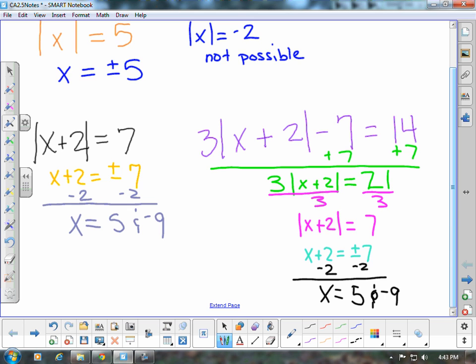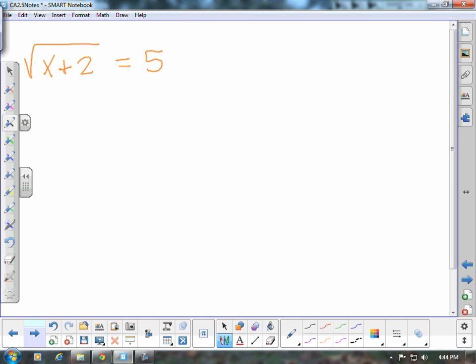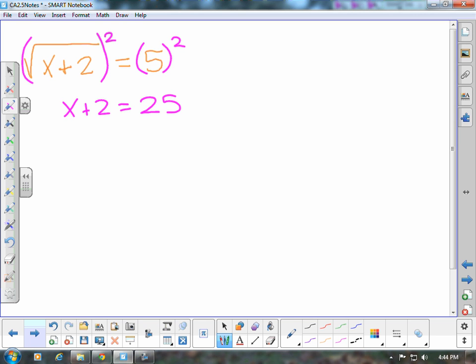So that's one type of equation that you will see in today's assignment. The second type would be things with a square root. Something like this really isn't too bad. Just like with the absolute value, you have to get rid of that first. So to get rid of the square root, you would square this side and square that side. And then you would have x plus 2 equals 25. Then from there, we would subtract 2 and get x equals 23.